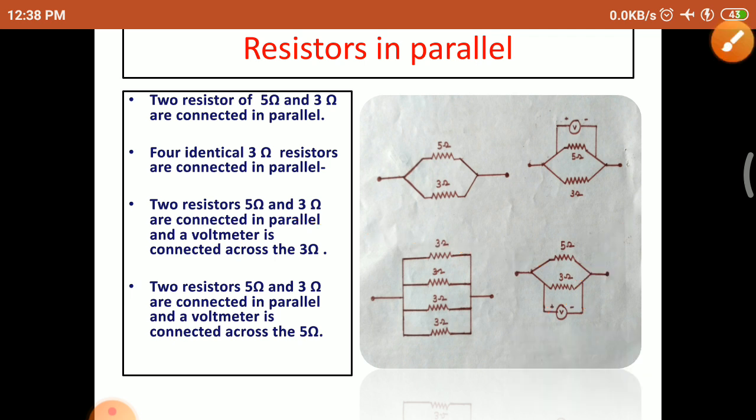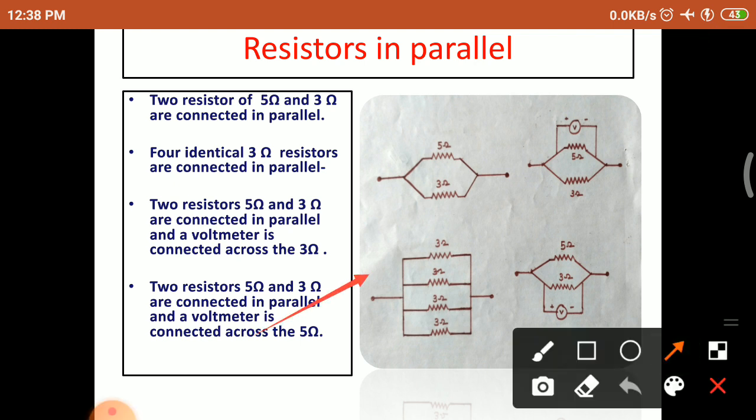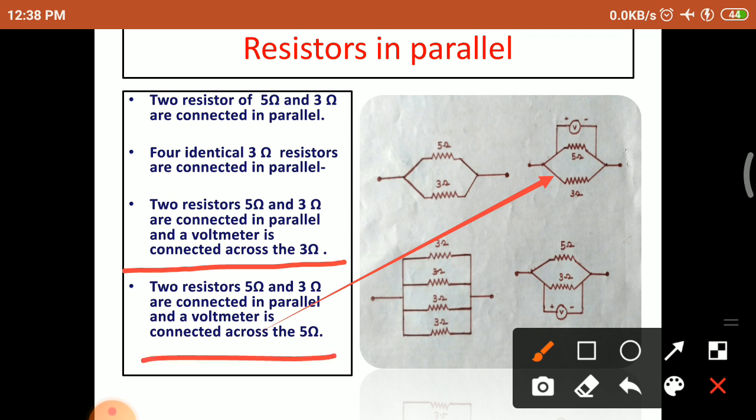The next: two resistors of 5 ohm and 3 ohm are connected in parallel and a voltmeter is connected across the 5 ohm. See, this is the answer. For the previous one, the voltmeter was connected across the 3 ohm, but in this sentence the voltmeter is connected across the 5 ohm. So I connected the 5 ohm and 3 ohm between 2 points and the voltmeter is connected across the 5 ohm resistor.